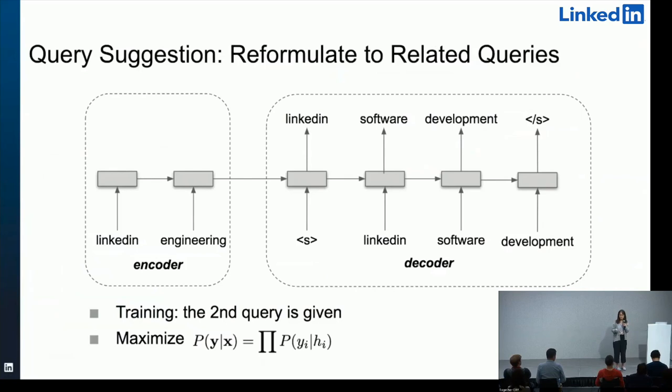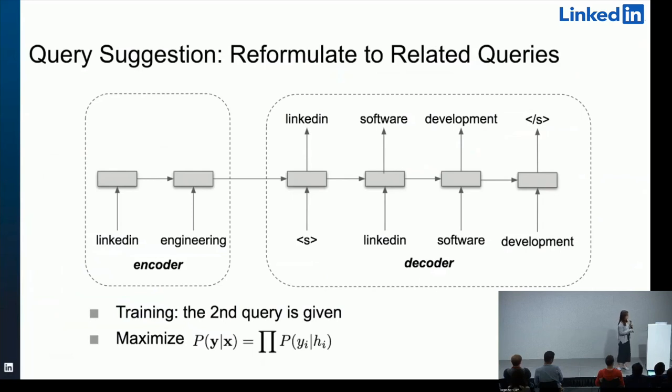First one is the encoder, and then second one is the decoder. For the encoder, basically we will have the input as the first query in the query pair. In this case, we have LinkedIn engineering. You can think of the embedding of these tokens as fed into an LSTM layer. And through the LSTM layer, we take the last hidden state output to be the encoder representation, which hopefully contains all of the sequential information embedded in the first query.